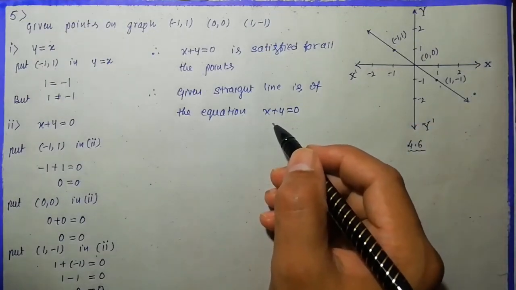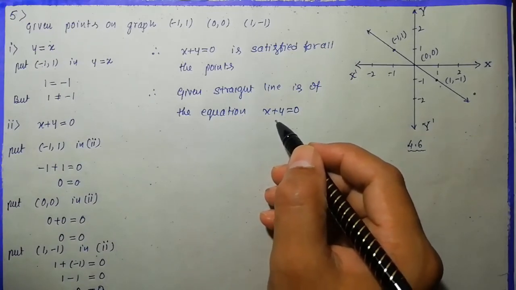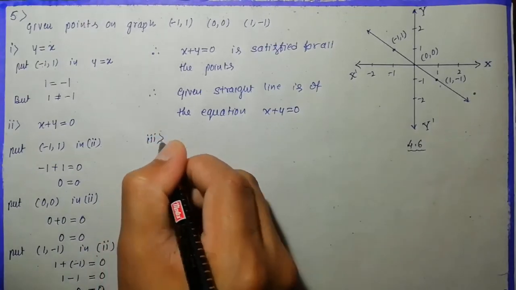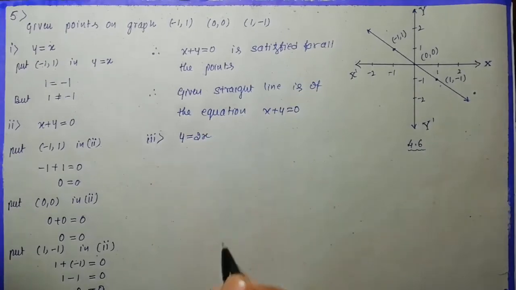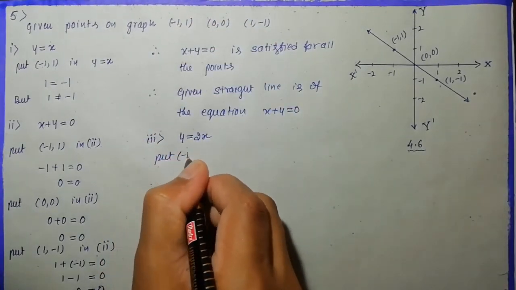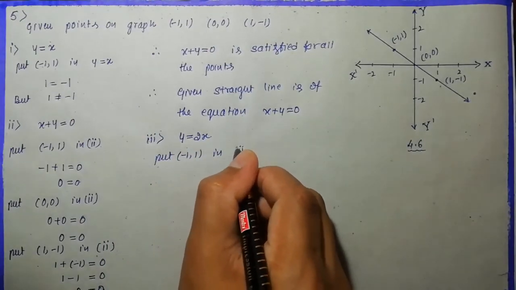I think there is no need to verify the third and fourth one, because if your second one is right then the third and fourth will not be equal, even though you can verify the third and fourth one also. Look at the third one, y is equal to 2x. So now I'm going to put minus 1 comma 1 in the third one.